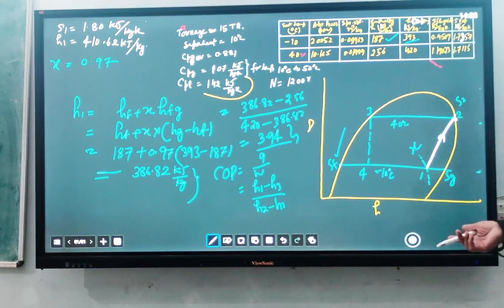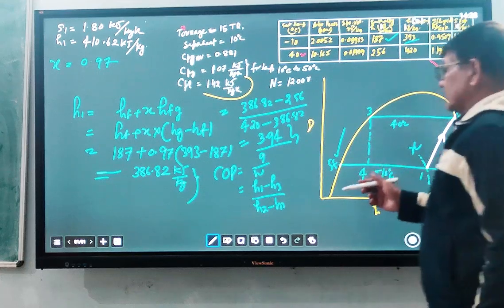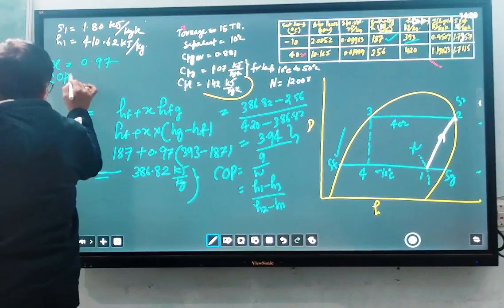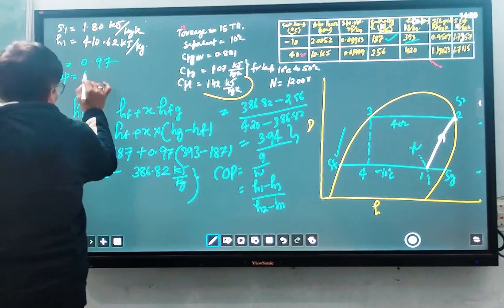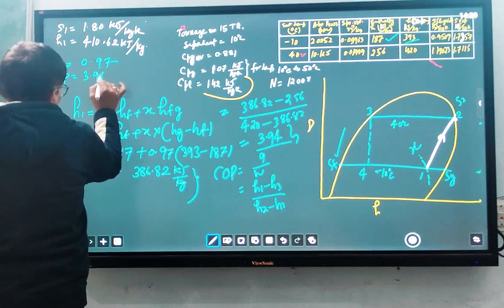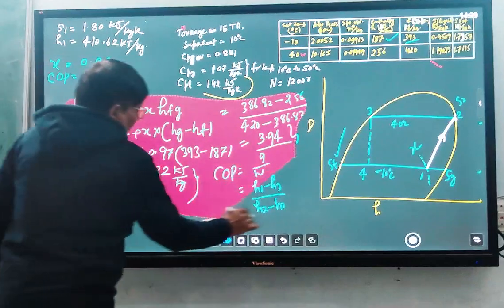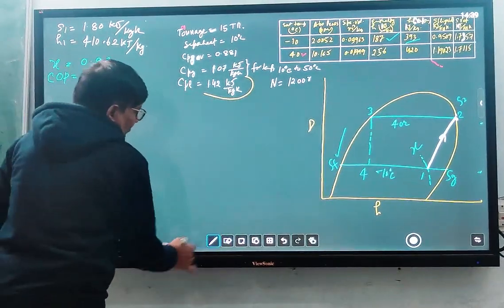Let us find out what the mass flow rate is for this case. So let us see the mass flow rate. COP, we have calculated COP equal to 3.94. Next we have to calculate the mass flow rate. What will be the mass flow rate?